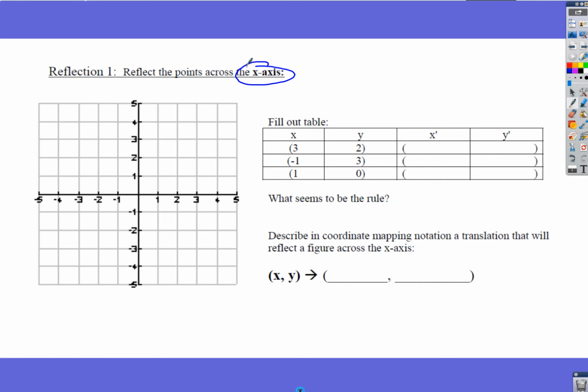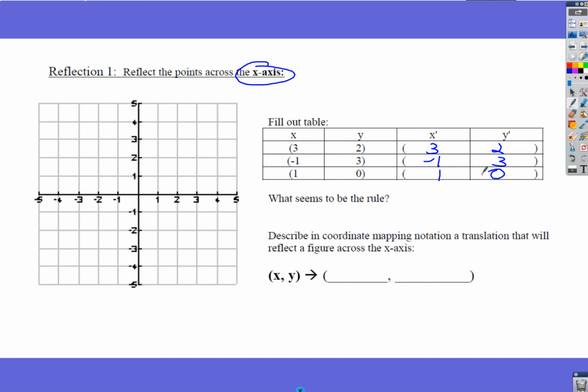An x-axis reflection, which is going from top to bottom or bottom to top over the x-axis. What are we remembering to do? Just like with a y-axis reflection, what do they both have in common? The x and the y stay exactly where they are. So if they're going to ask us to flip these, look, this says 3, 2, so cool, 3, 2. This says negative 1, 3, negative 1, 3. This says 1, 0, perfect, 1, 0. They stay in the same position.